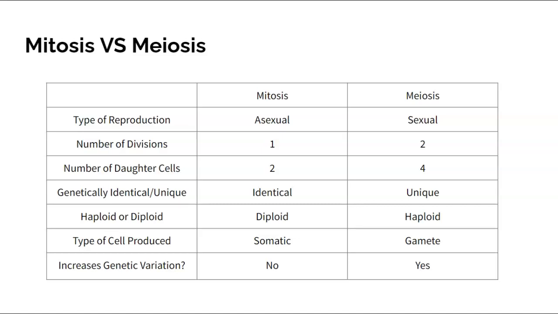There's only one division in mitosis and it makes 2 identical daughter cells. In meiosis, there's 2 divisions, it makes 4 cells, and each of the cells, because of that genetic variation we just talked about, is unique, right? No 2 cells are the same in meiosis. In mitosis, the outcome are diploid somatic cells. So they have 2 sets of chromosomes and they're body cells. In meiosis, they are haploid gametes. So they have 1 set of chromosomes and they are sex cells. And then for genetic variation, mitosis doesn't increase it, but meiosis does.